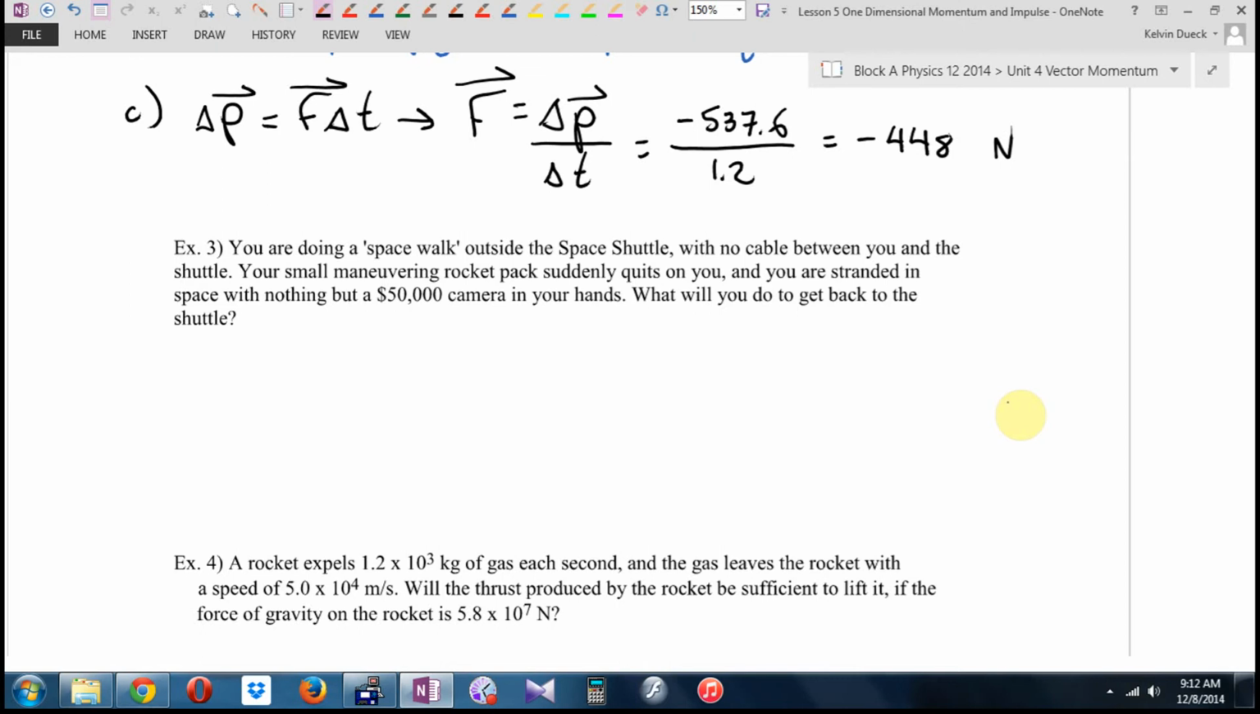Well, first thing you would do in real life is you would radio and somebody else would come and get you with the spare rocket pack, which I'm sure the shuttle has. In fact, I'm sure the shuttle had 3 spare rocket packs, a backup for the backup. But let's assume that that's not an option. This is a physics thought experiment. How could you get back to the shuttle? Yeah, Vanessa.